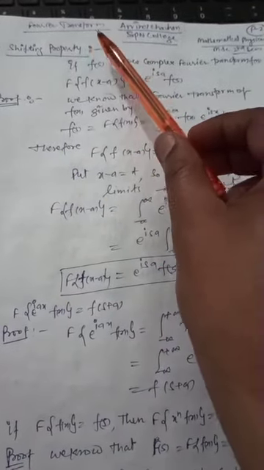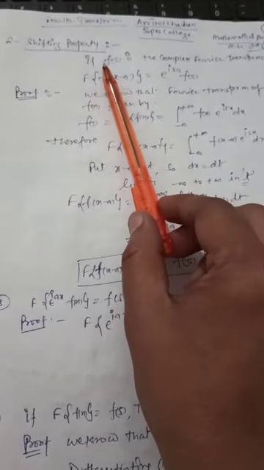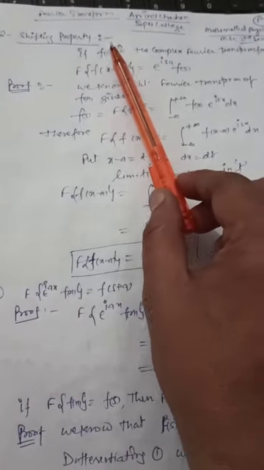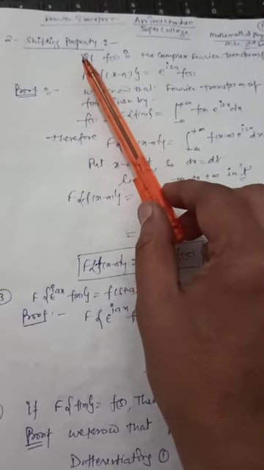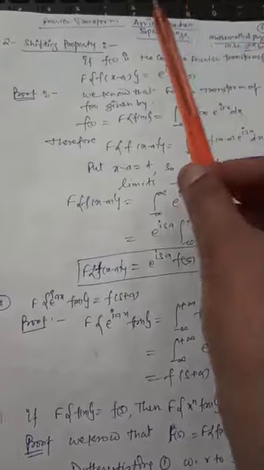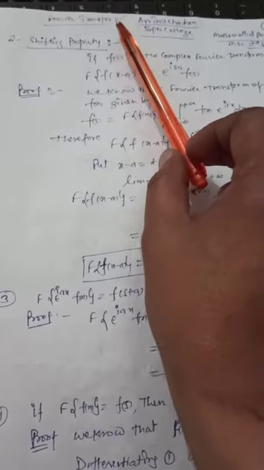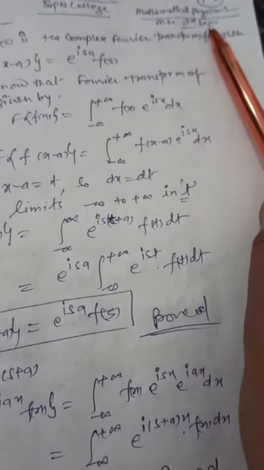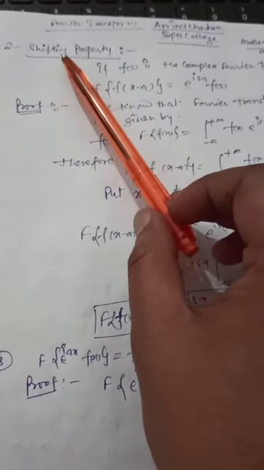In the previous video, we saw the convolution theorem, the convolution definition, and the first property, that is the change of scale property. In this video of Fourier transform, mathematical physics 2 MSc second semester, another property that is known as the shifting property.